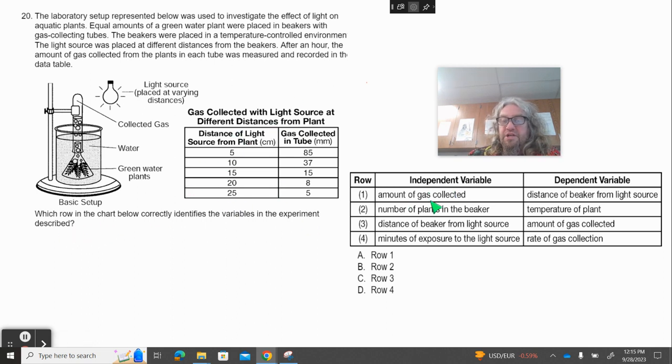All right, which row in this chart here correctly identifies the variables in this experiment? Is it row 1, the independent variable is the amount of gas collected, and the dependent variable is the distance of beaker from light source? Or is it row 2, number of plants in the beaker, the dependent variable, temperature of the plant? Independent variable number 3, distance of beaker from light source, dependent variable, amount of gas collected? Or is it number 4, the independent variable is minutes of exposure to the light source, dependent variable is rate of gas collection? Is it A, row 1, B, row 2, C, row 3, or D, row 4?